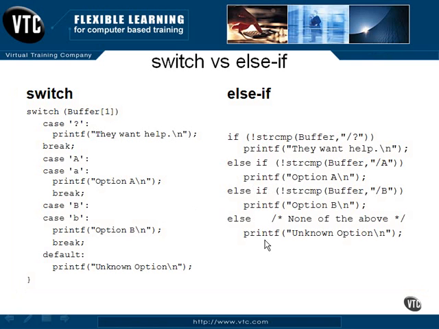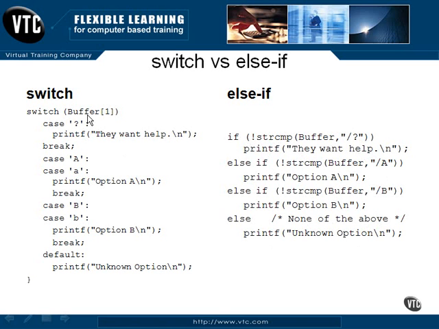Here's our else if that we just took a look at in the last video. Remember, if not string compare, buffer, and the slash question mark that we used, if that was true, this comparison, we would print they want help. Else if, and so on, slash A and slash B, and then here's our default of none of the above, we would print an unknown option. Well, here's how we do it in a switch.